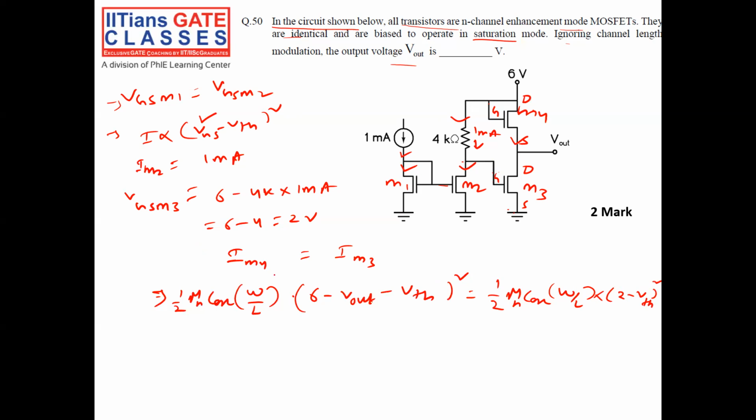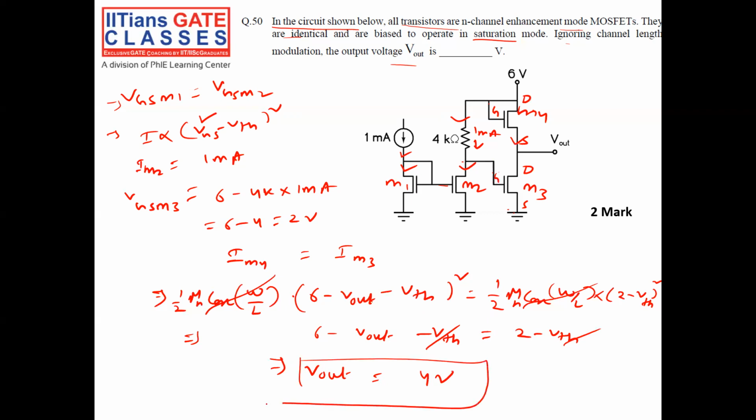What is happening? This thing got cancelled. If you take the square root, 6 minus V out minus VTH is equal to 2 minus VTH. VTH got cancelled. It implies V out is equal to 6 minus 2, which is 4 volt. This is the answer. Answer is 4 volt.